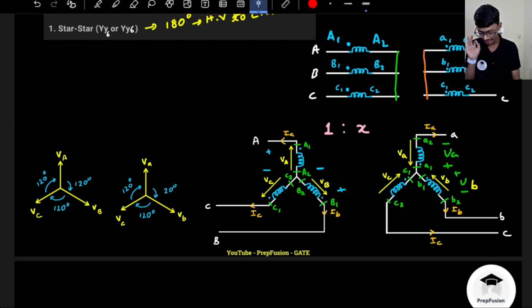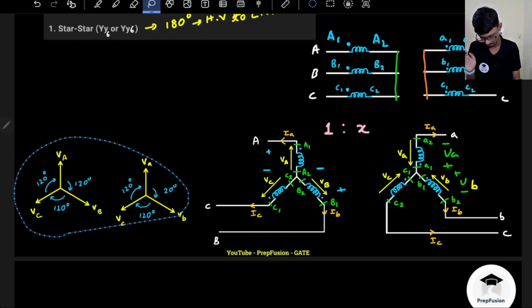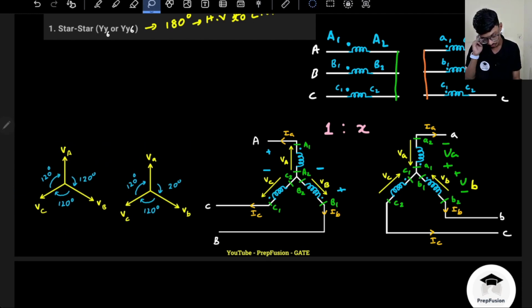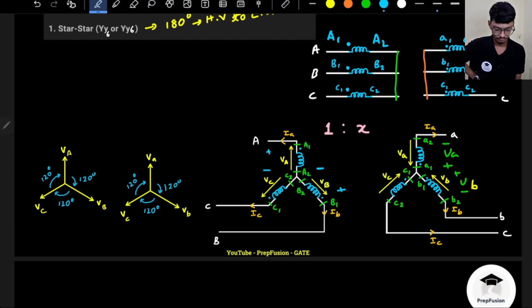Just remember this, that the coil voltages will not have any phase difference. The coil voltage of phase A on the low voltage side and the high voltage side, there is 0 degree phase difference between the coil voltages. So this is also 120 degrees, right? Now let's calculate why there is a difference of 180 degrees.